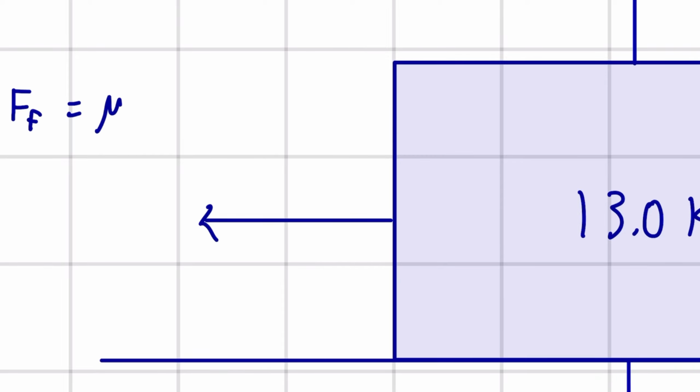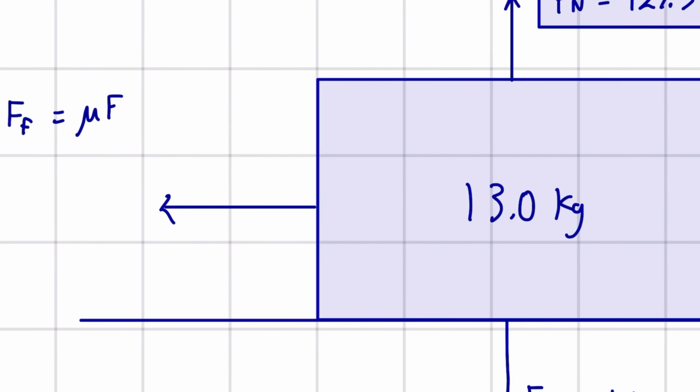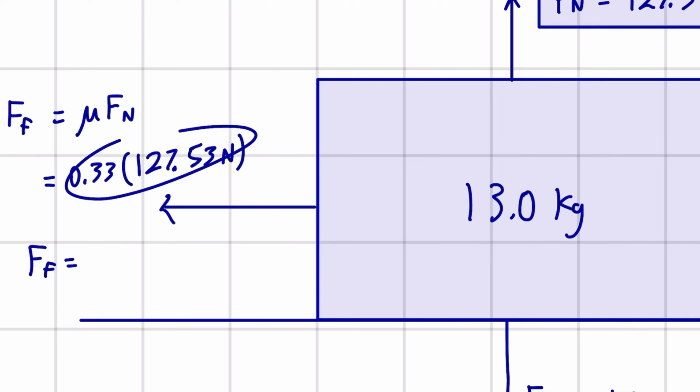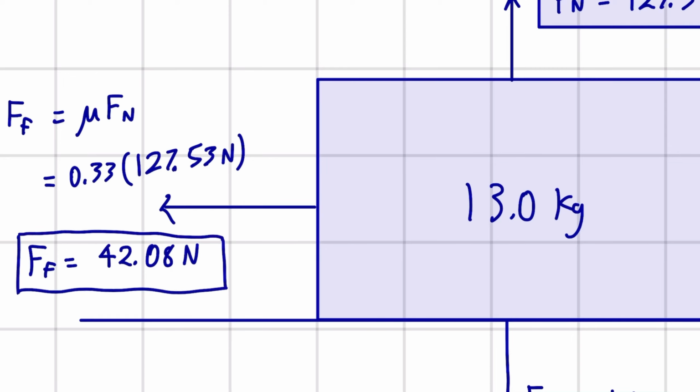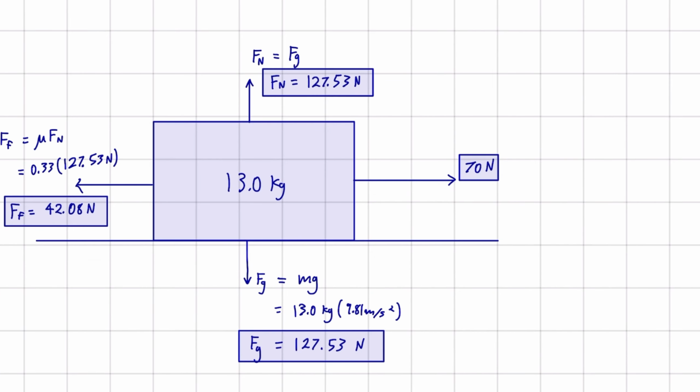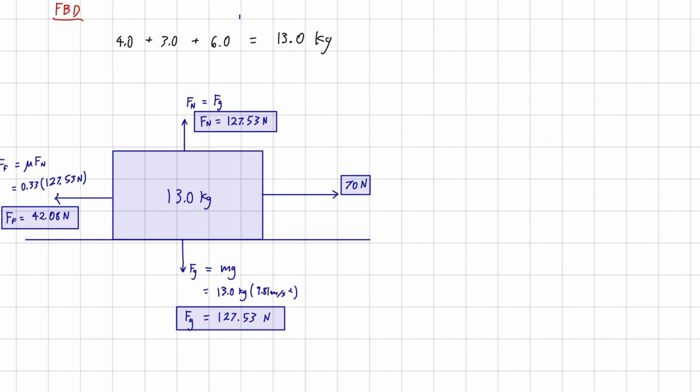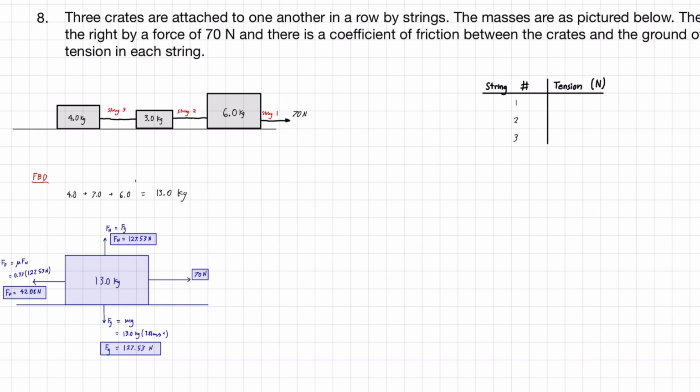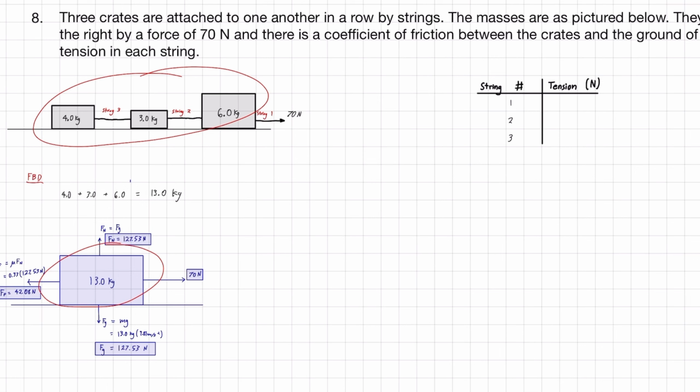And the formula for that is mu times the normal force, which is equal to 0.33 times 127.53 newtons. So the force of friction, doing this in our calculator, we can calculate it now to be 42.08 newtons. So just like that, we have the forces for this entire system all as one object.